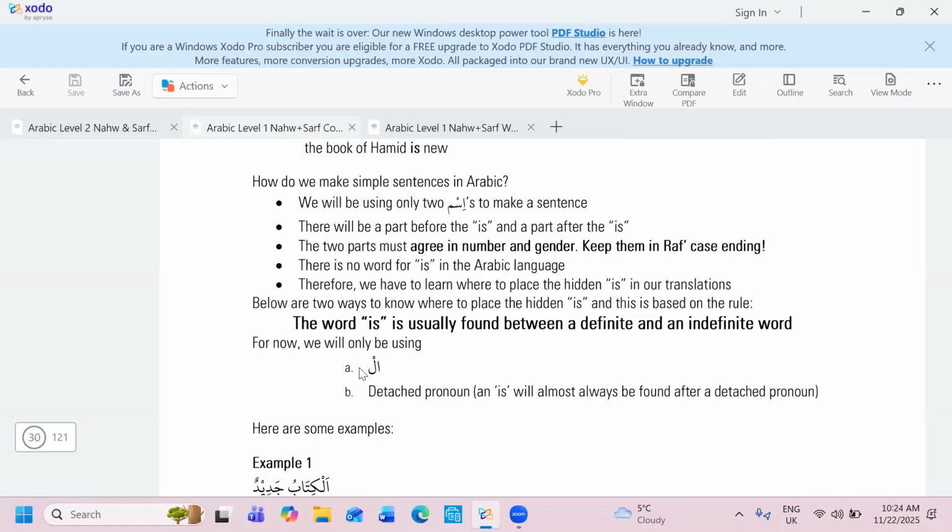Everyone know what khabar means? Yeah, like news. So the part after the is, the khabar, gives you information or news about the part before the is. So the khabar tells you more about the mubtada. That's the first thing.